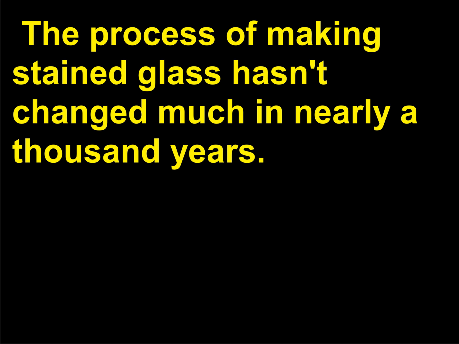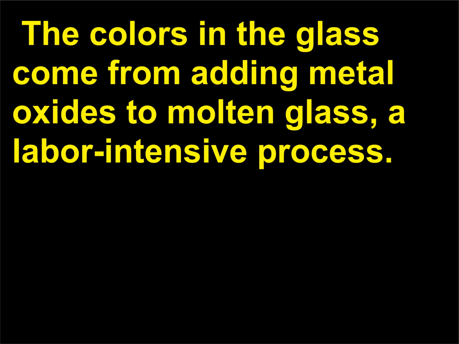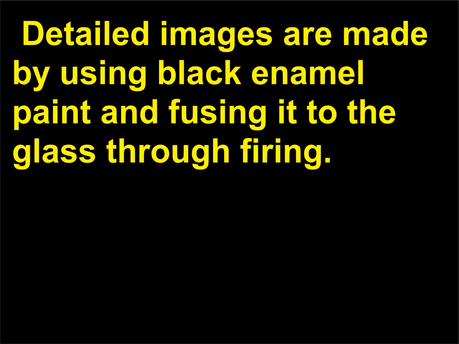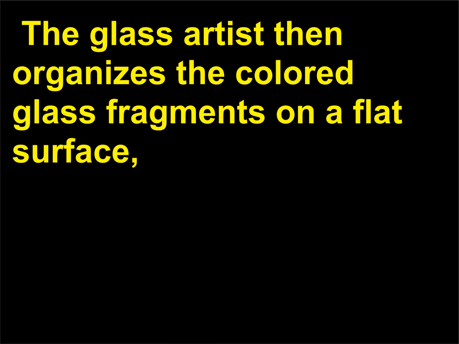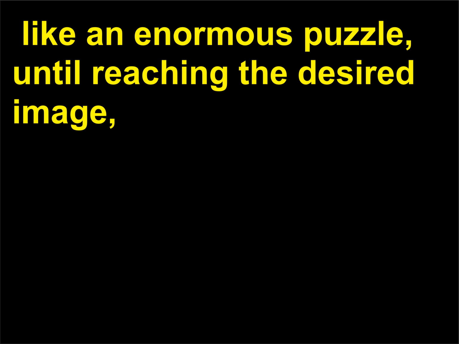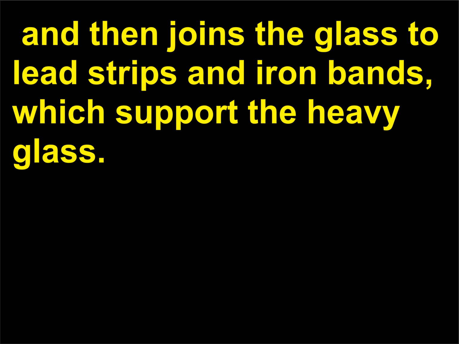The process of making stained glass hasn't changed much in nearly 1,000 years. The colors in the glass come from adding metal oxides to molten glass, a labor-intensive process. Detailed images are made by using black enamel paint and fusing it to the glass through firing. The glass artist then organizes the colored glass fragments on a flat surface, like an enormous puzzle, until reaching the desired image, and then joins the glass to lead strips and iron bands, which support the heavy glass.